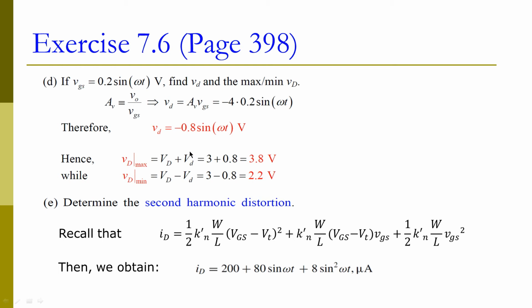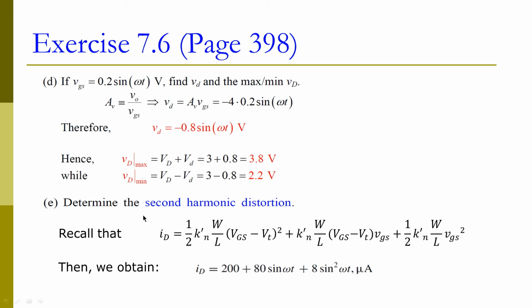When the AC VD goes to positive 0.8, the total VD, whose DC value is 3, is 3 plus positive 0.8. That gives us 3.8 volts. Now once the AC VD goes to negative 0.8, the total VD equals 3 minus 0.8, which equals 2.2 volts. So as we can see, the total voltage at the drain will change from 2.2 volts to 3.8 volts.